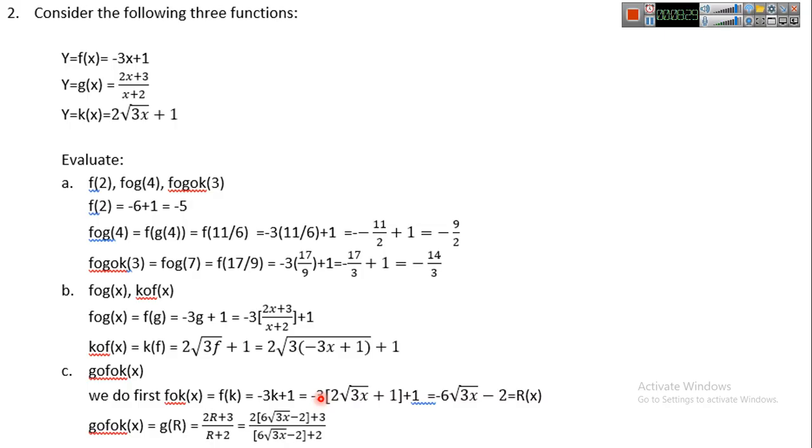So as you can see, this is the composite function. It's something very simple. Hope that you got this chapter, this part.